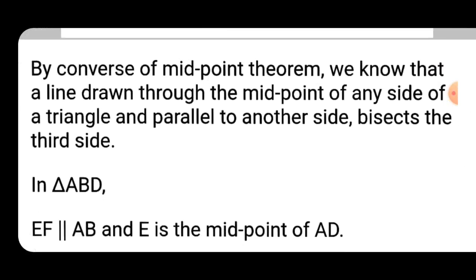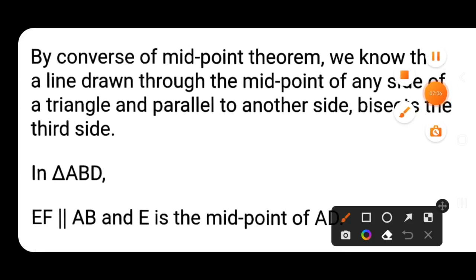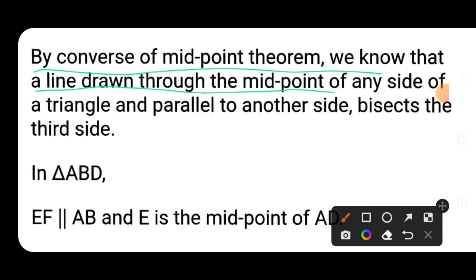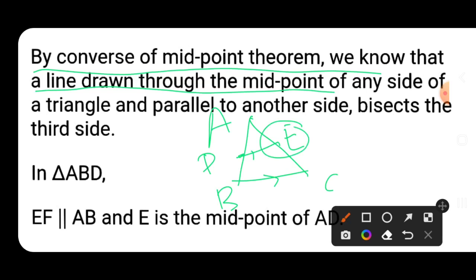We know the converse of the midpoint theorem, the opposite of it. By the converse of the midpoint theorem, we know that a line drawn through the midpoint of any one side of a triangle and parallel to another side bisects the third side. Meaning, if a triangle ABC is given, D is the midpoint of AB and DE is parallel to BC, then E will also be the midpoint of AC.